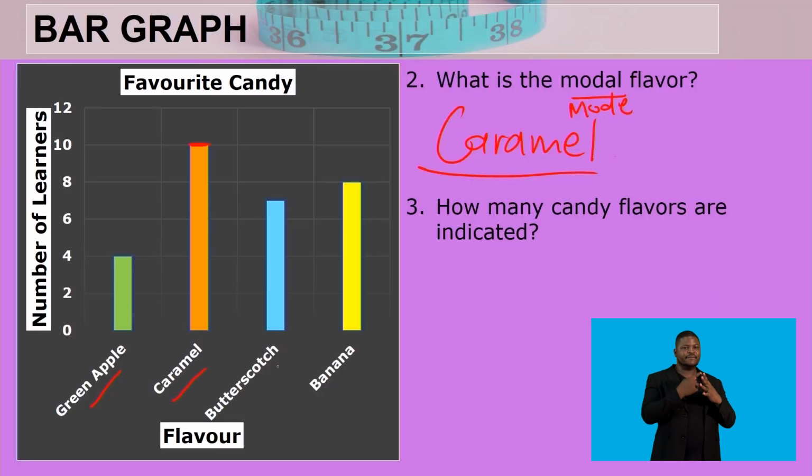So we are given the green apple, we are given the caramel, we are given the butterscotch, and we're also given the banana. So in total, we've got 4 flavors that are indicated there. So we always work with what is given to us.